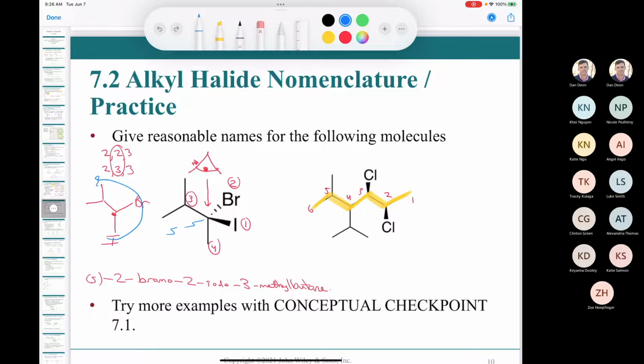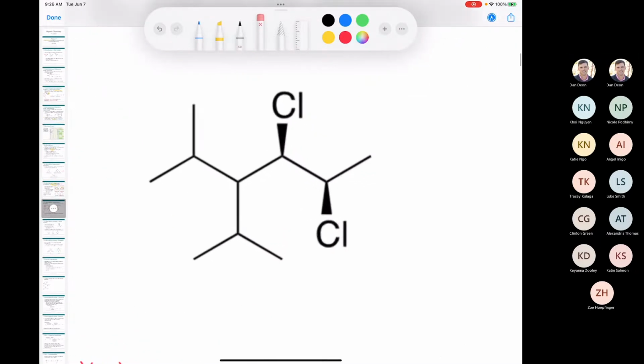I don't have a lot of room, so I'll put it here. Let's see here, 2,3-dichloro. What's next? I have a 4-isopropyl, and then a 5-methyl hexane. I knew I was going to run out of room. There we go. And we have 2 stereocenters in this molecule, don't we? We have a stereocenter at carbons 2 and 3. Let's see if we can assign their stereochemical configuration. So we'll start with number 2.